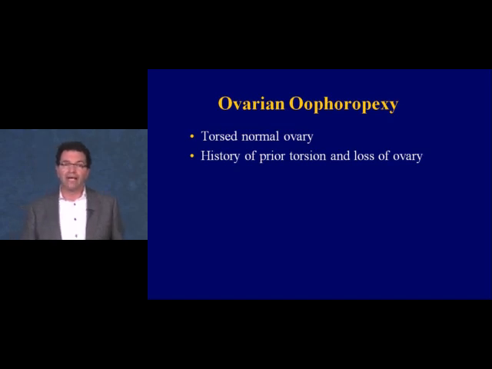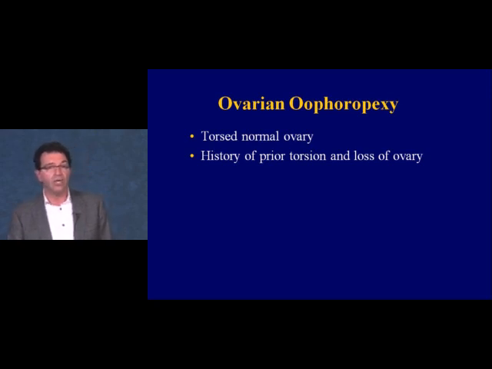Now, what about pexing an ovary? If a woman torses an ovary due to an ovarian cyst, we know the etiology, and we will typically take out the cyst and not pex the ovary. What does that mean to pex an ovary? It means to sew it in place, to try to decrease the chance that it's going to twist again. But if you have a child who torses a normal ovary, you may want to consider having the surgeon sew it in place to decrease the chance that it will twist again.